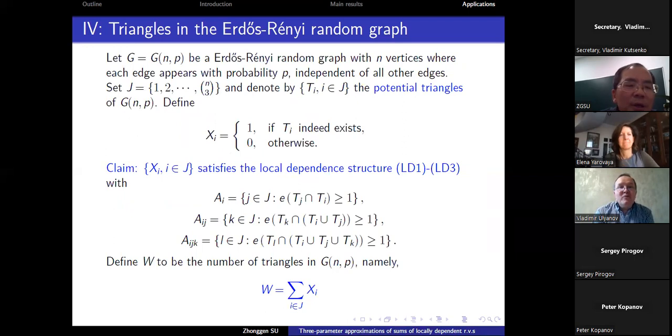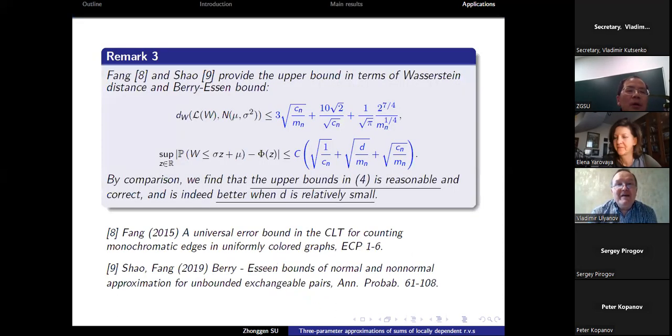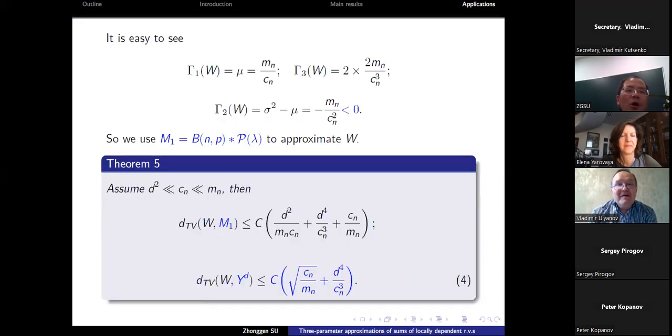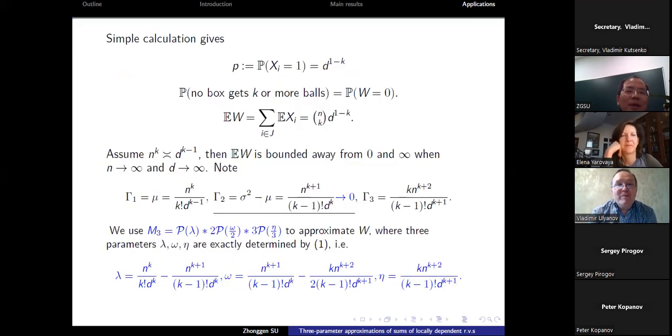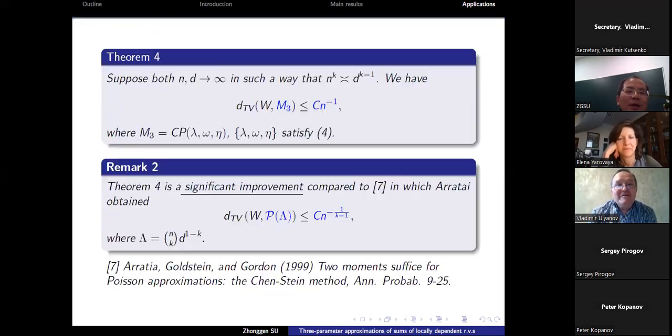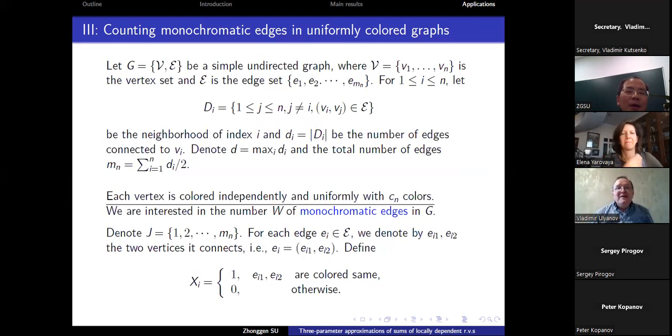This is for the birthday problem, Theorem 4. Birthday problem. Okay, next slide. Stop. Yes. This page. No, before.